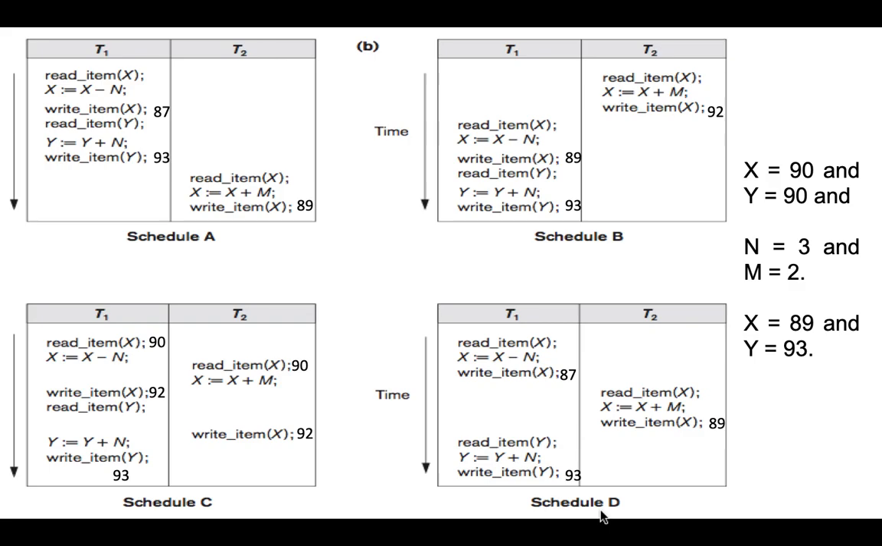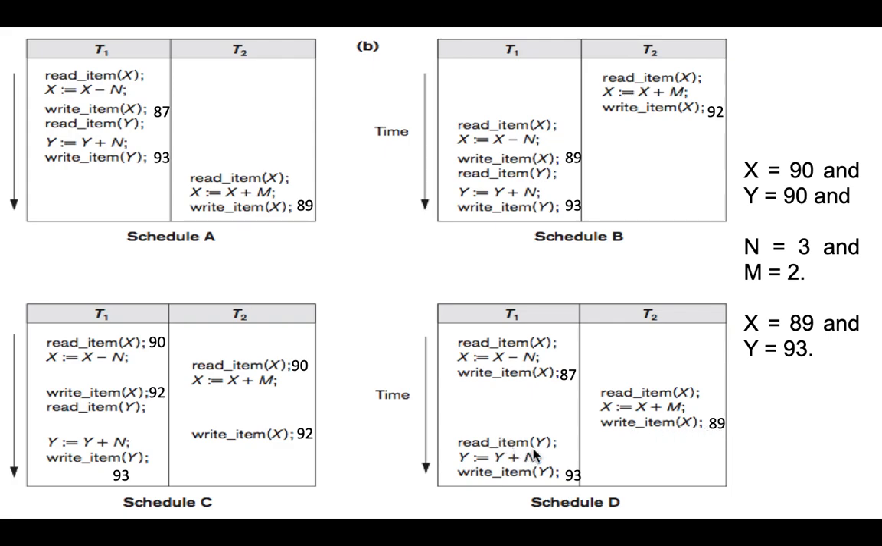Now you can see that schedule D is non-serial. It is occurring in interleaved fashion. Let's see the result it is going to give. So read item x is going to be 90, x minus n will be getting 87. So write item x command produces the x value as 87. Then T2 takes over, read item x is 87 plus m means 89, write item x 89. So x is updated as 89.